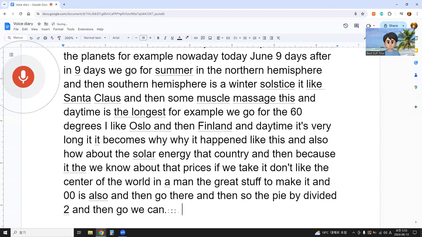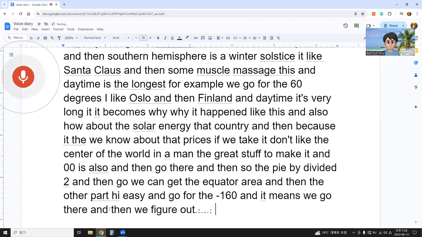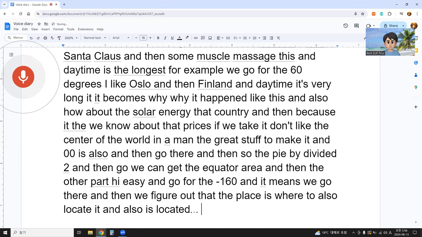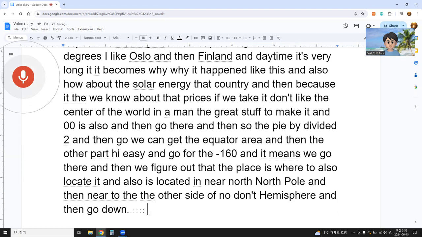We can get the equator area, and then the other part, pi, and go for the minus 60, which means the southern hemisphere, we go there, and then we figure out where the place is located. Oslo is located near the North Pole, near the other side of the northern hemisphere, and then going down and a little bit far away from the equator.